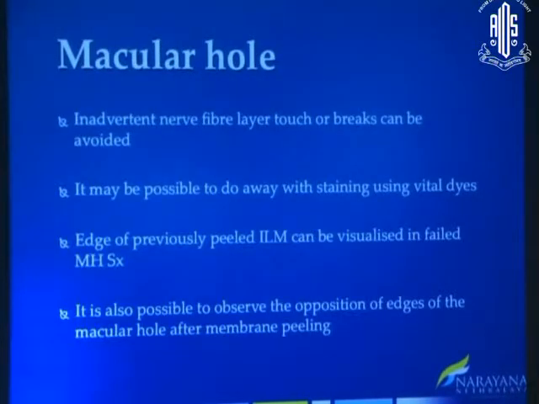Going on to macular hole, here inadvertent nerve fiber layer touches or breaks can be avoided, and therefore positive scotomas that can occur can be avoided. It may also be possible to do away with dyes in these patients, because you can actually see the scroll of the ILM as you're peeling it. In cases of failed or previous macular hole surgeries, you can see the edge of the peeled ILM, and it is also possible to observe the apposition of the edges of the hole once the membrane peeling has been completed.